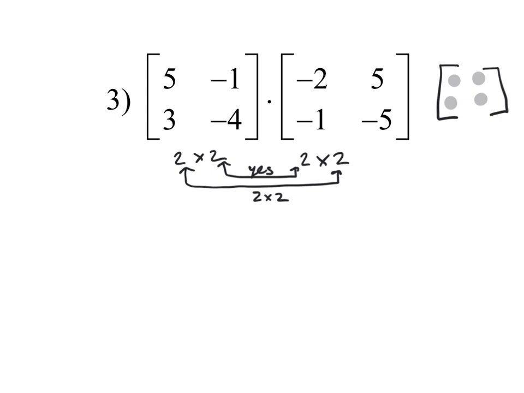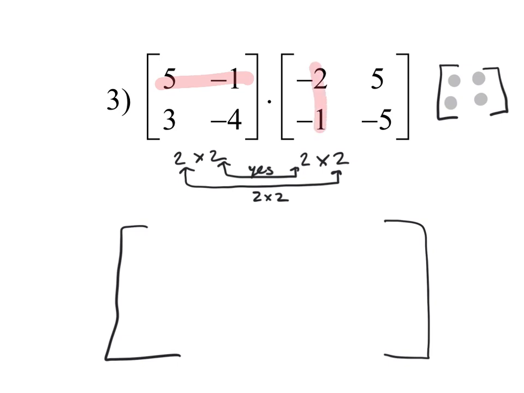Alright, so let's work it out. We start by multiplying our first row and our first column. So what gets multiplied first? 5 times -2. What do we do next? Awesome. -1 times -1. So remember, we're only looking at what's highlighted. We don't touch anything else other than what's highlighted.